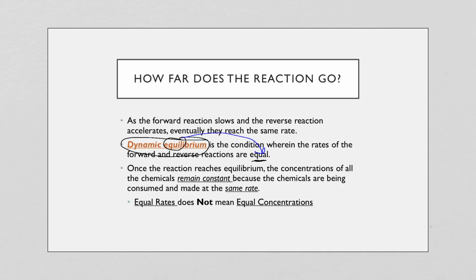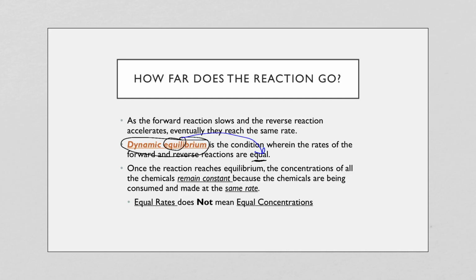And so that's the equal part of equilibrium. Once a reaction reaches equilibrium, the concentrations of all the chemicals, the products and reactants, will remain constant because product is being formed from the reactant at the same rate that the reactant is being reformed from the product. So as a product is made, it's reacting and going back to reactant. So everything stays the same.